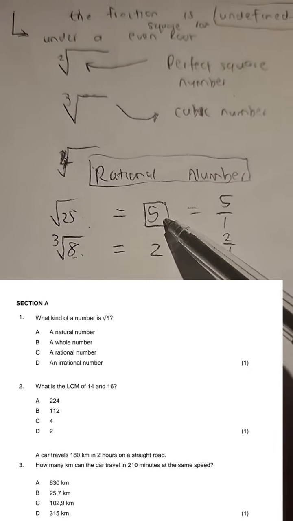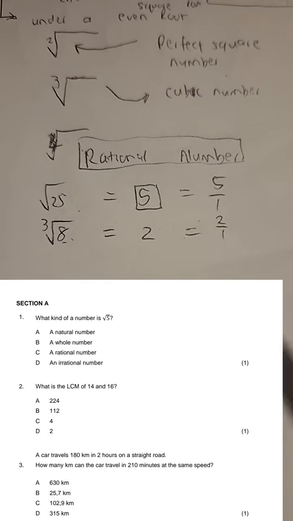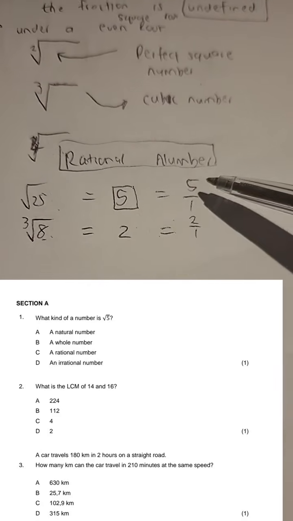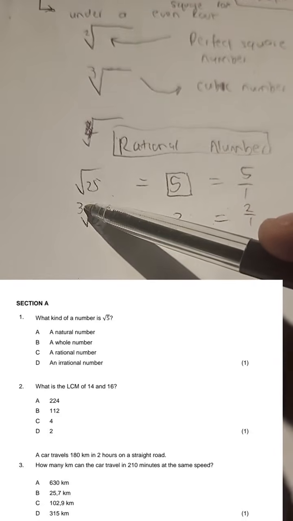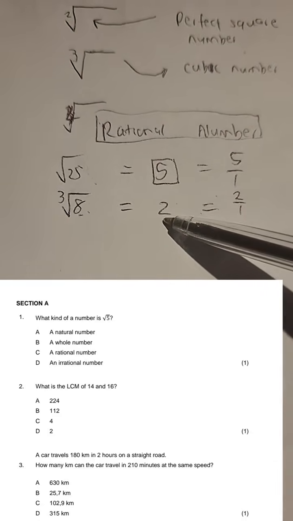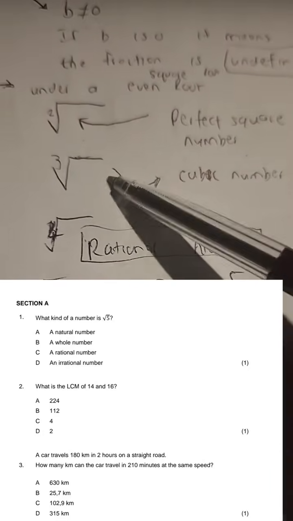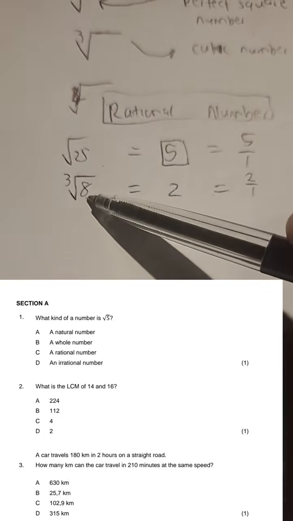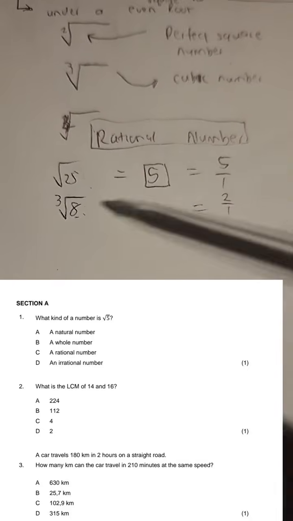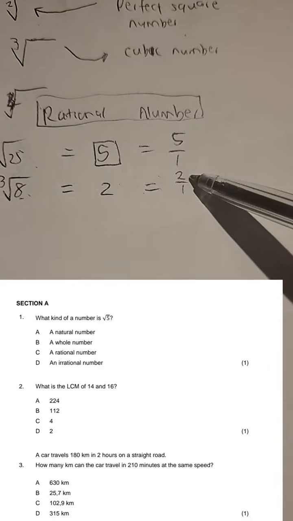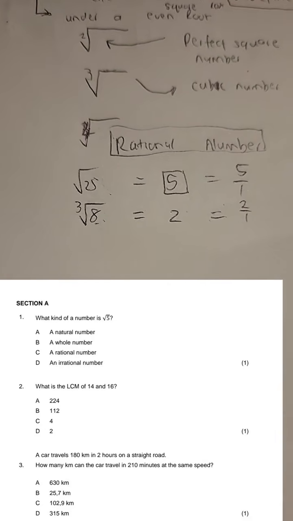Hence, the square root of 25 is 5, and 5 can be written as 5 over 1, which is a rational number. This is an integer. The cube root of 8 results in 2. Remember, under the cube root, we said we need to have a cubic number under the cube root in order for it to qualify as a rational number. Therefore, we say that the cube root of 8 is what? It is 2. All right. And so the same logic follows.